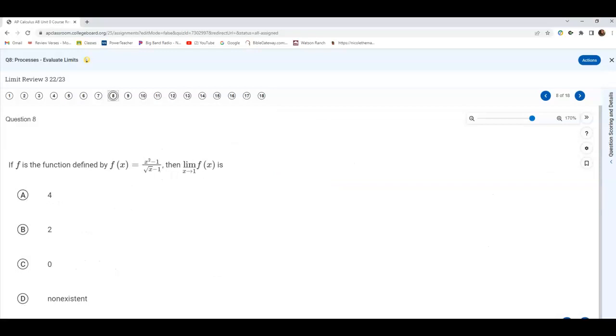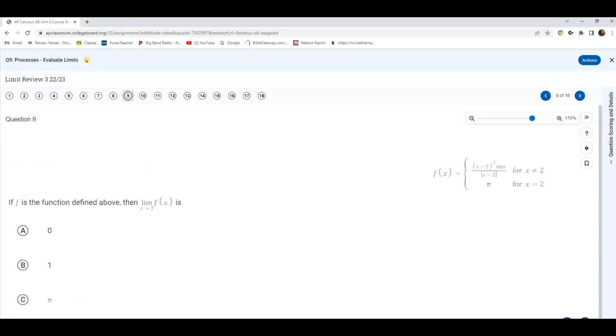Okay, and so you'll have one where you need to rationalize. For this one, though, they actually want you to go ahead and find the limit all the way by plugging in the number. All right, let's go ahead and move on to our next one here.